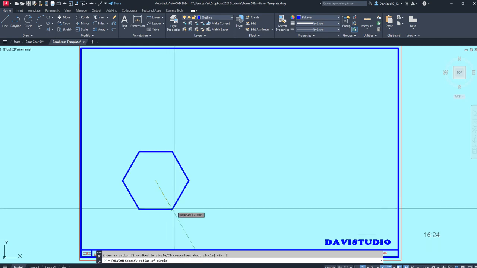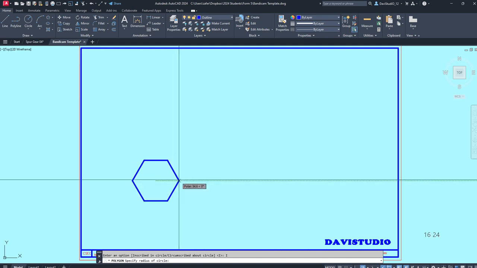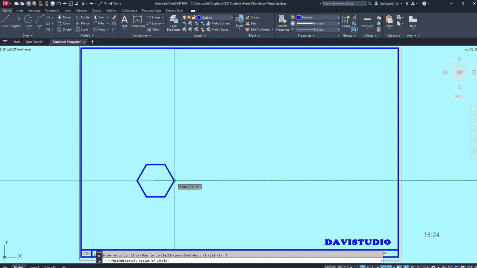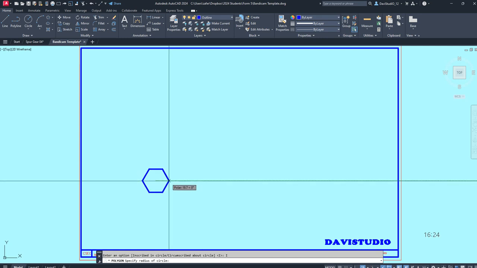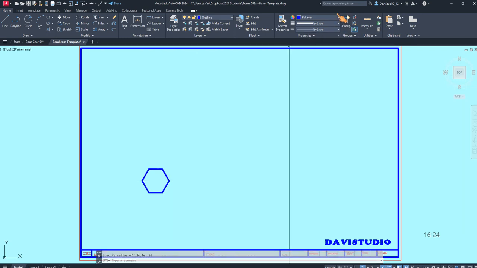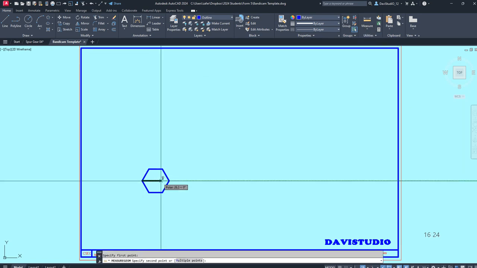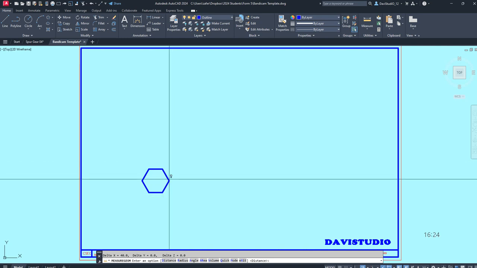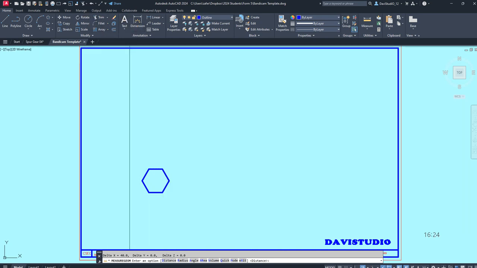The circle radius is 40, so you've got to go here 20. So let's measure from here to here, which is 40. So this is our, because we are drawing center radius. So let's move this a bit.